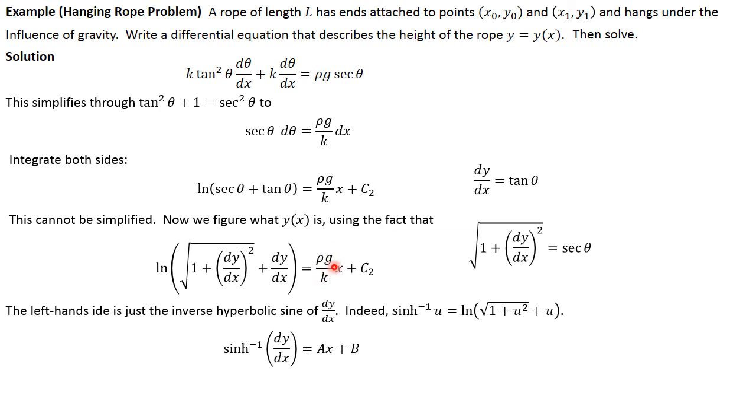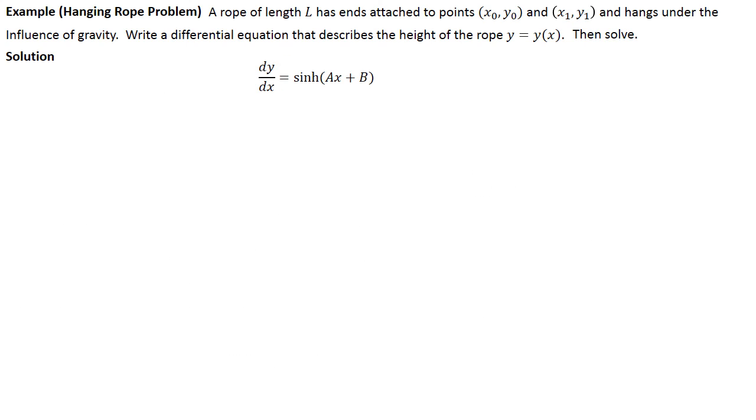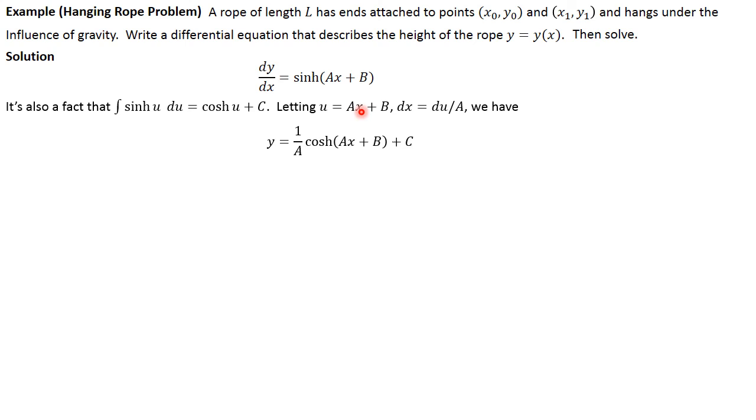The right-hand side, I'm going to take all these constants here and relabel it as capital A. So inverse hyperbolic sine of dy/dx equals ax plus b. I'm calling this constant b. And now we can take the hyperbolic sine of both sides of this expression to find that dy/dx is the hyperbolic sine of ax plus b. So we know this, and it's also a fact that the integral of the hyperbolic sine function is the hyperbolic cosine function. So if we let u equal ax plus b, do this u substitution, and integrate both sides, we can find that y equals 1 over a times the hyperbolic cosine of ax plus b, all plus a constant c. That's just the constant of integration.